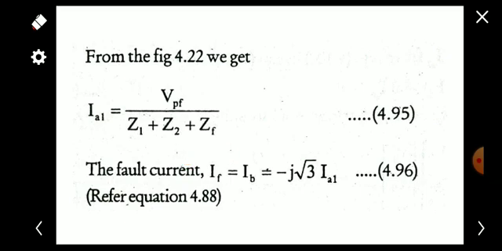So the equation is IA1 is equal to VPF by Z1 plus Z2 plus ZF. And the fault current, of course, we have already found that IF is equal to IB is equal to minus J root 3 IA1. So IA1 will be VPF by Z1 plus Z2 plus ZF.